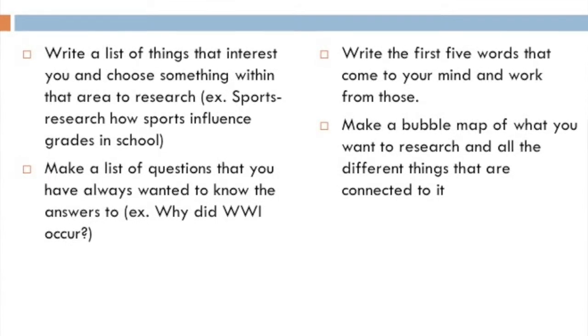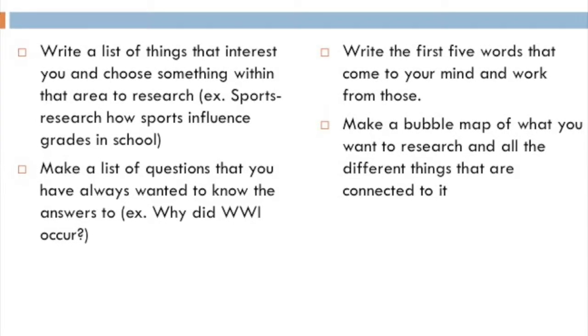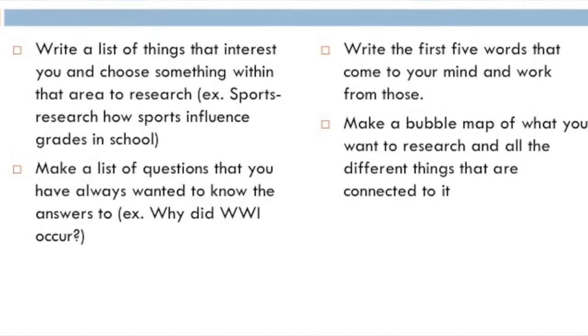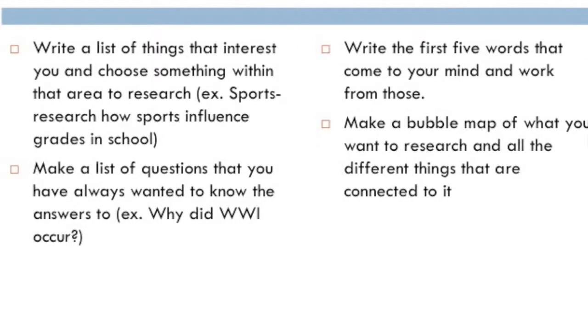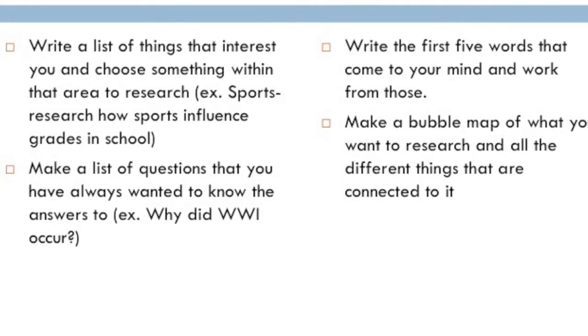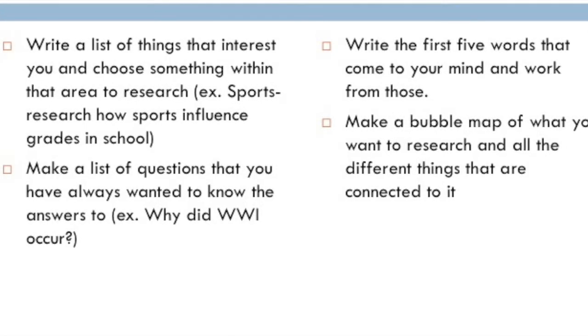Another way is to write the 5 words that come to your mind first and work from those. And a fourth way to do that is to make a bubble map of what you want to research and all the different things that are connected to it. I encourage you to look into other ways to do brainstorming because there are a lot of creative and fun ways to do it. But these are just a couple that you can hopefully start off with.